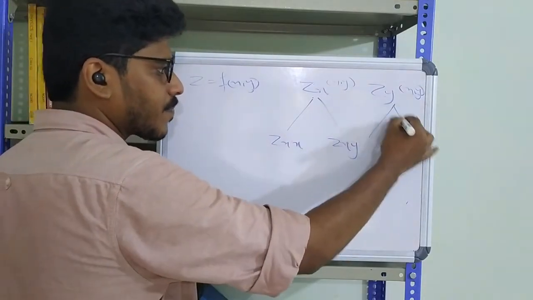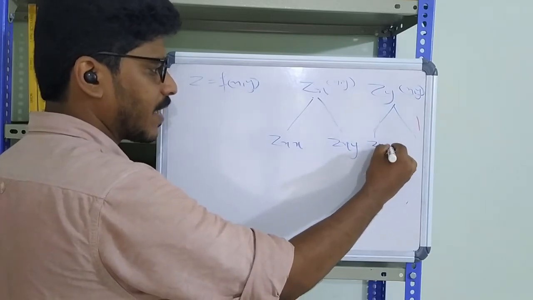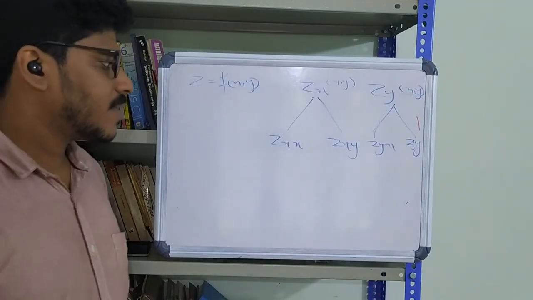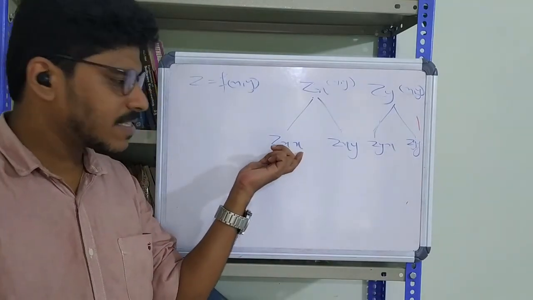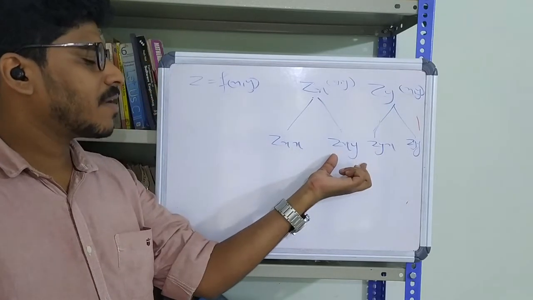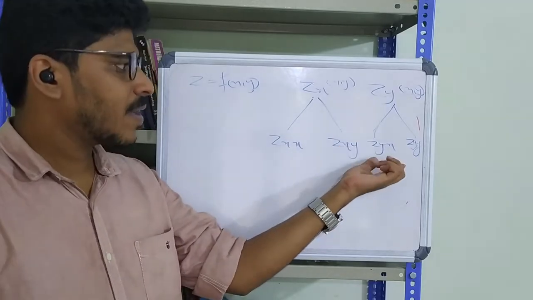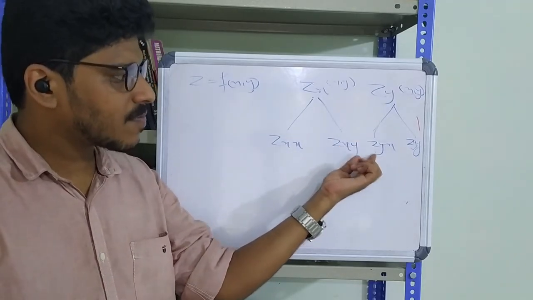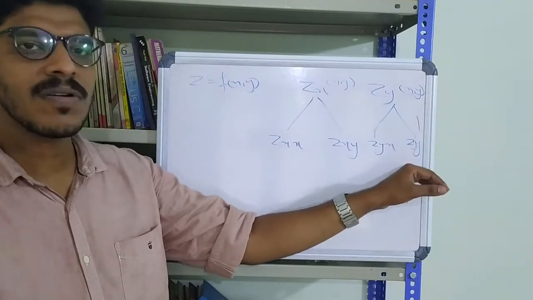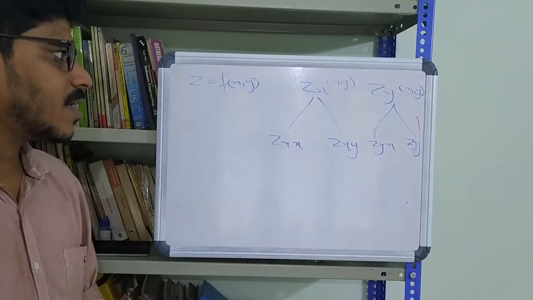Similarly, zy can be differentiated with respect to x, and zy can be differentiated with respect to y. The partial derivative of zx with respect to x is sometimes denoted as zxx, and the partial derivative with respect to y of zx is zxy, and the partial derivative with respect to x of zy is zyx, and the partial derivative of zy with respect to y itself is called zyy. Okay, so this is how we usually denote these things.